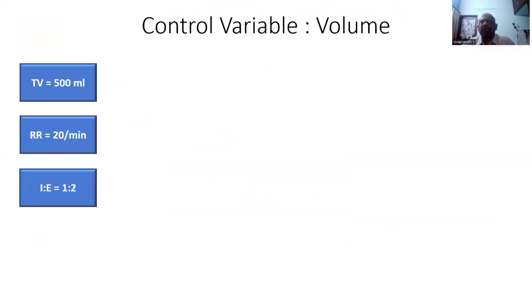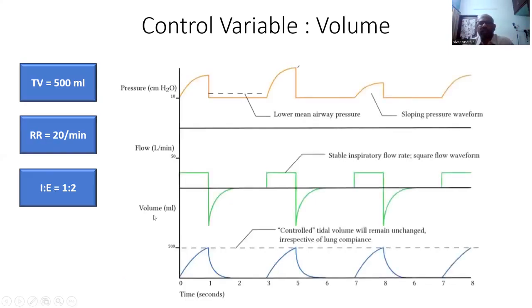So if you set the control variable as volume, in the ventilator you can have settings like tidal volume 500 ml, respiratory rate 20 per minute, and IE ratio of 1:2. You will get a breath delivery. The most conspicuous thing you'll see in the breath delivery is that all the volume is the same.